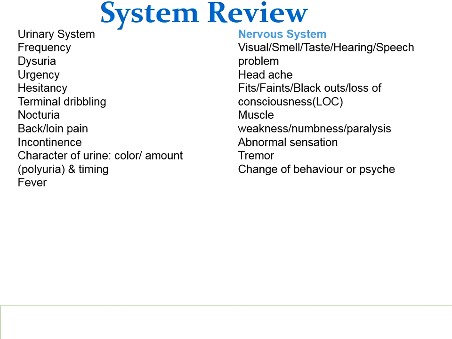For the nervous system, we want to know if they have any differences in any of their senses. So any problems with their vision, sense of smell, taste, hearing, or speech. Any headaches, any history of fits, fainting, blackouts, or loss of consciousness. Any muscle weakness, numbness, or paralysis. Any abnormal sensations like pins and needles in any parts of the body. Development of a new tremor, or any change of behaviour or psyche.